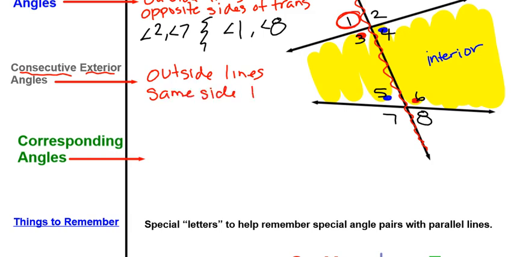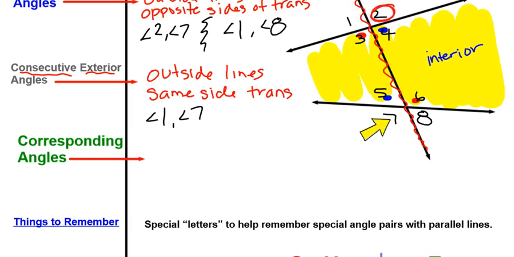of the transversal. So if I think about that from angle 1 right there, what would be my consecutive exterior angle from angle 1? And I think that would be angle 7. Angle 1 and angle 7, both in the outside part and both on the left. Angle 1 and angle 7.